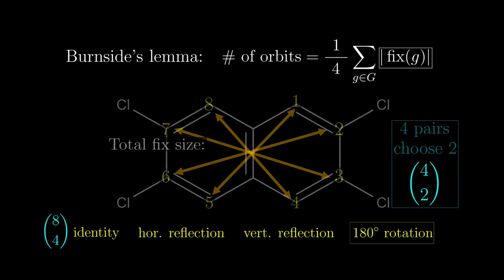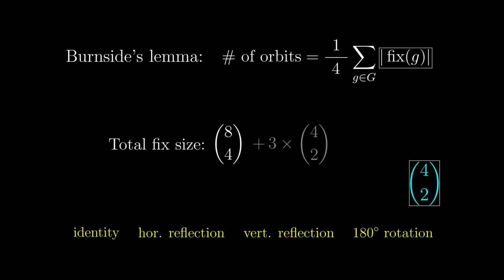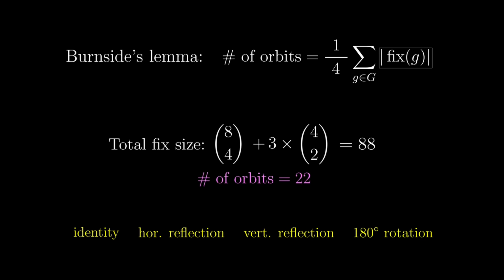So finally, to add up all the fixed sizes, we first add the 8 choose 4 for the identity, then add 3 times 4 choose 2, because for all the 3 other symmetries, their fixed sizes are 4 choose 2, which totals to 88. By Burnside's lemma, the number of orbits will be 22 after dividing by 4, the size of the group. So there are altogether 22 tetrachloronaphthalene molecules.